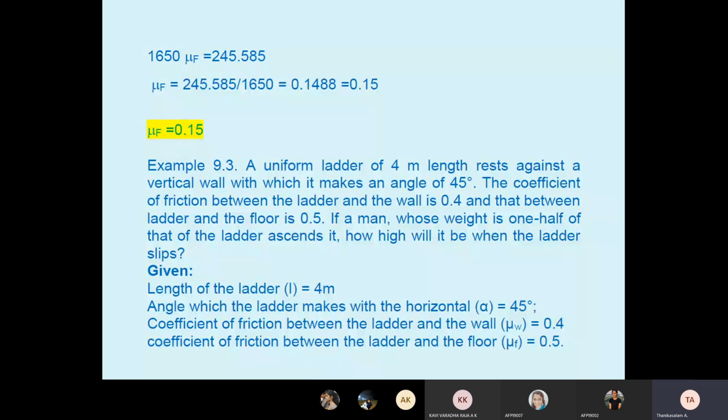Okay. Class representative, can you read the question again?